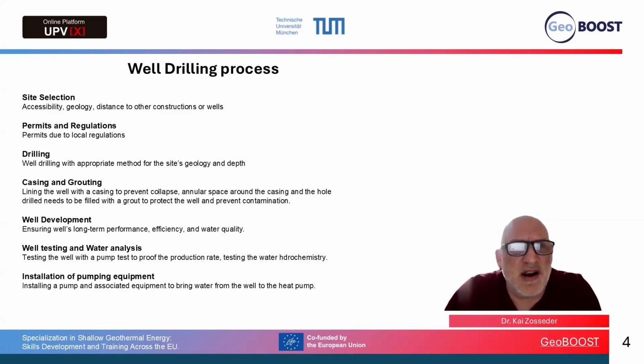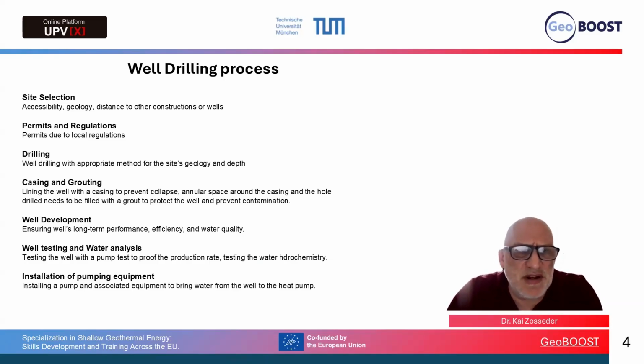The next step is casing and grouting. You line the well with a casing to prevent the well from collapsing. And the annular space between the casing and your borehole you then fill with grout to protect the well and prevent contamination. After the casing and grouting, you have to do a well development. This should ensure long-term performance, high efficiency, and also a good water quality.